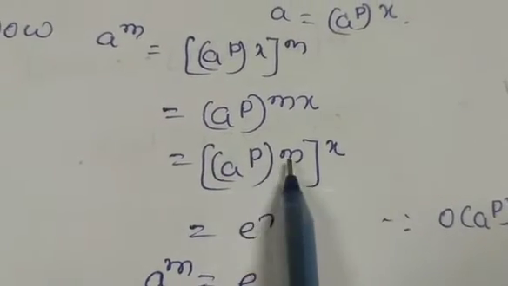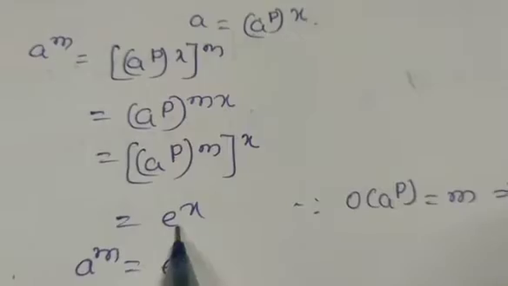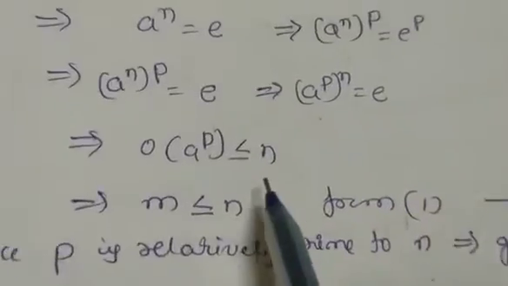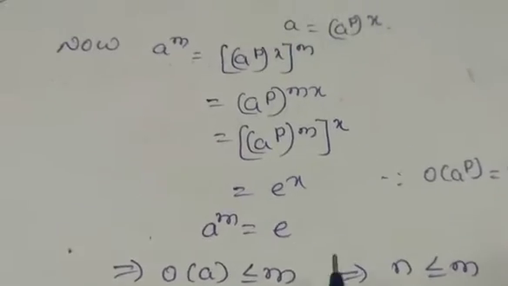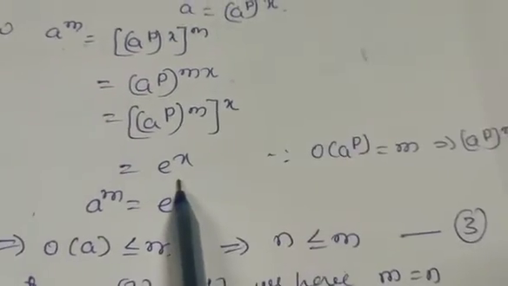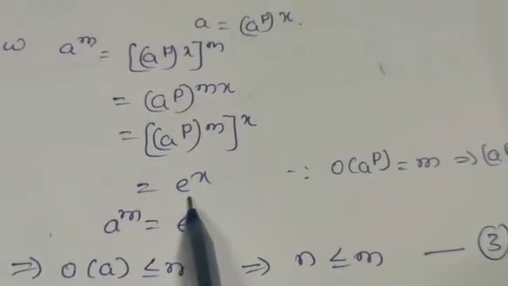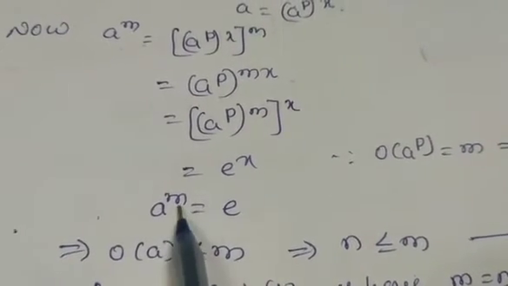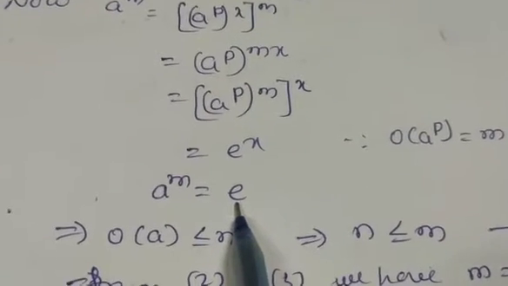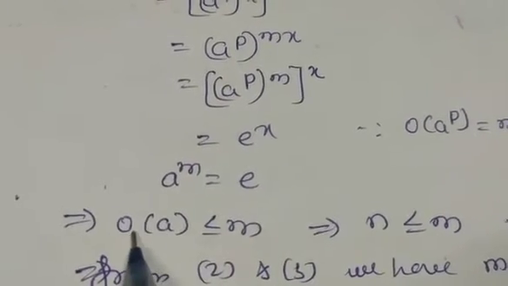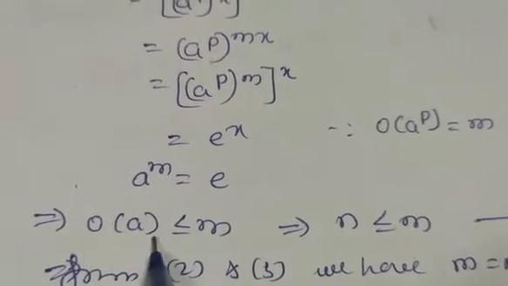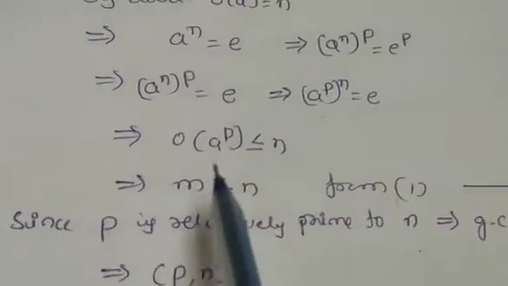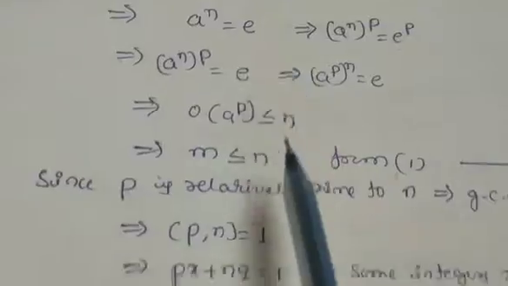Again we know a to the power of p whole to the power of m is nothing but what here? e, because here we have a to the power of p whole raised to m is equal to e. This is from equation number 1. So this is a to the power of p whole raised to m is e, this is e to the power of x. Again we know e to the power of x is e only. This implies a raised to m is equal to e. Again you apply the definition of order of an element. So this implies order of a is less than or equal to m. So we know order of a is what? Order of a we have taken here as n.